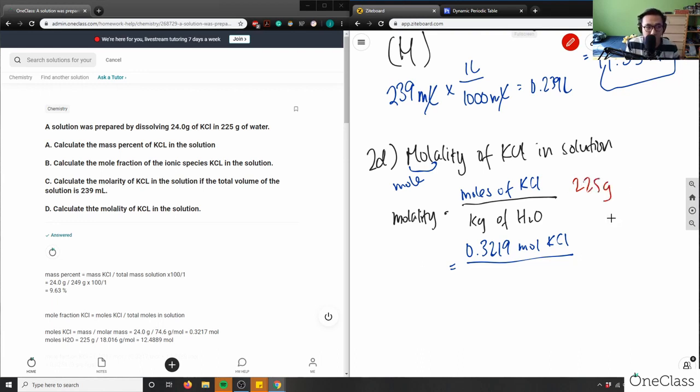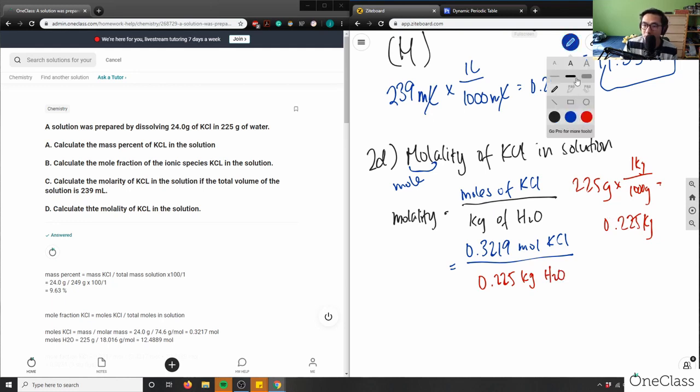We have 225 grams, and we have to change that to kilograms. In order to do that, we divide by 1,000, since there are 1,000 grams in a kilogram. That gives us 0.225 kg, so 0.225 kilograms of water. Our final answer is 0.3219 divided by 0.225. It will give us an answer of 1.43 for the molality of potassium chloride in solution.